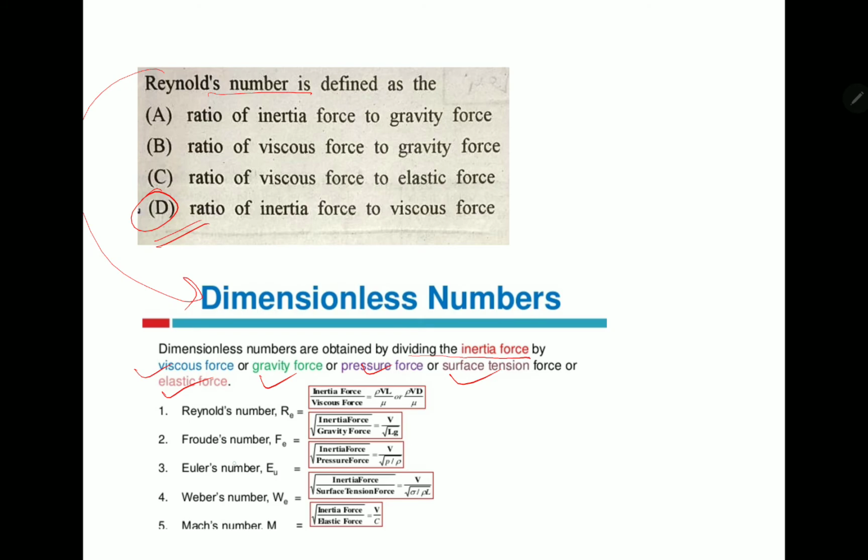Let's discuss another dimensionless number. Froude number means inertia force by gravity force. Euler's number means inertia force by pressure force. Weber number means inertia force by surface tension force. And Mach number means inertia force by elastic force. These dimensionless numbers are very important for all exams. A flow is said to be laminar when the fluid particles move in layers parallel to the boundary.